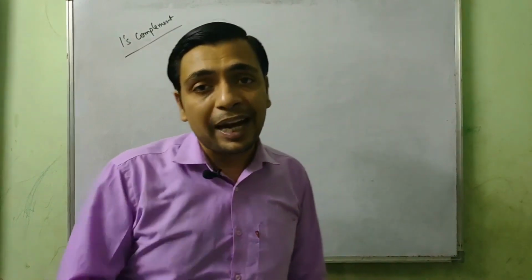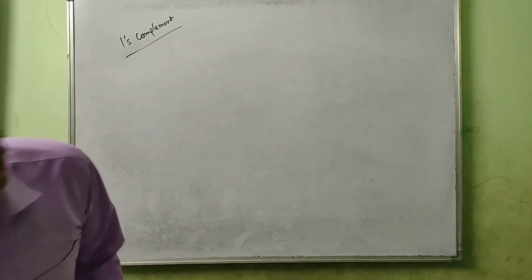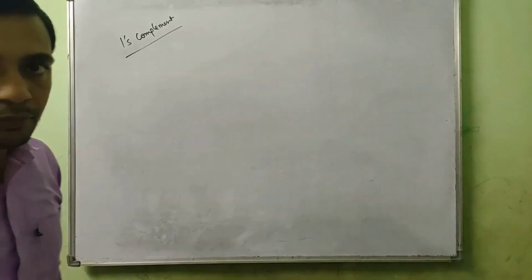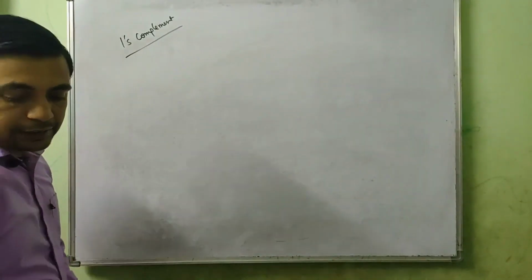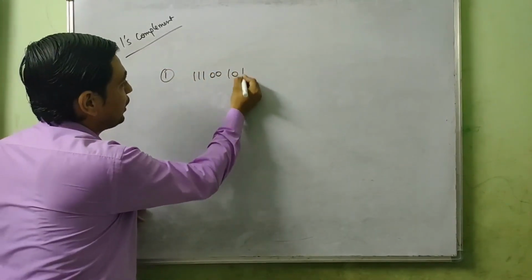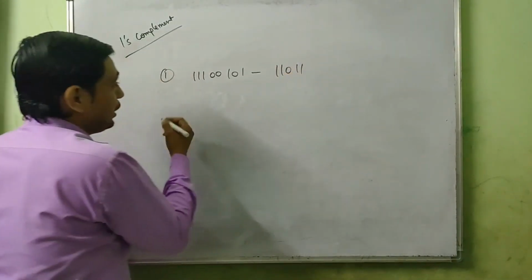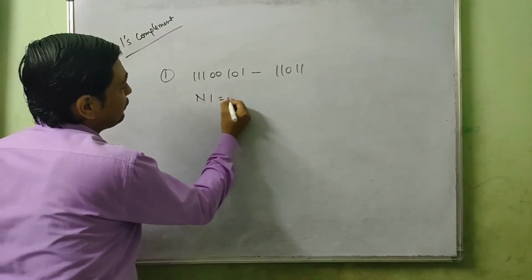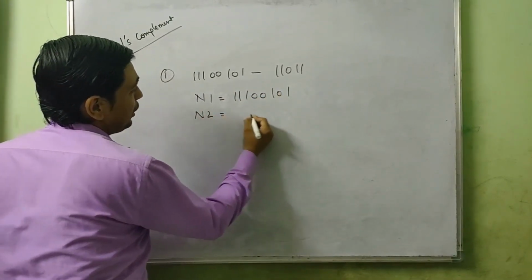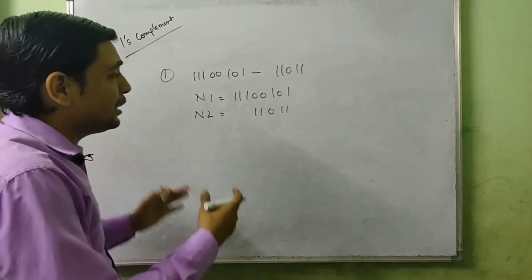So let's do a subtraction operation with 1's complement. I noted down a few numbers for performing subtraction. The first one is 11100101 subtraction 11011. Suppose n1 is the first number, 11100101, and n2 is the second number, 11011. But first of all we have to make the number of digits the same.